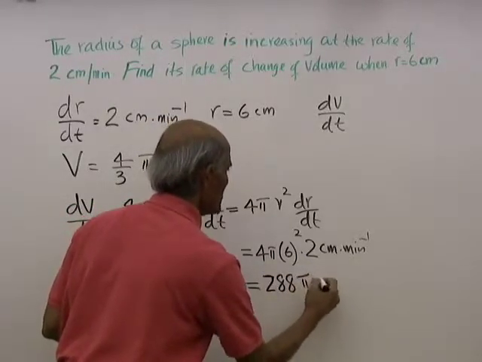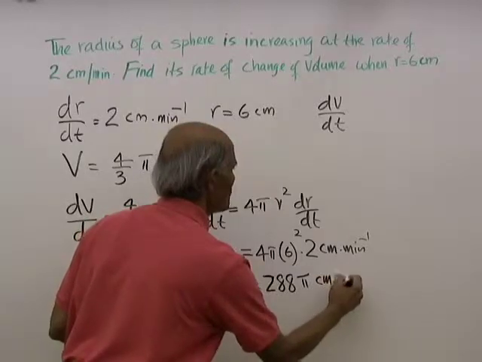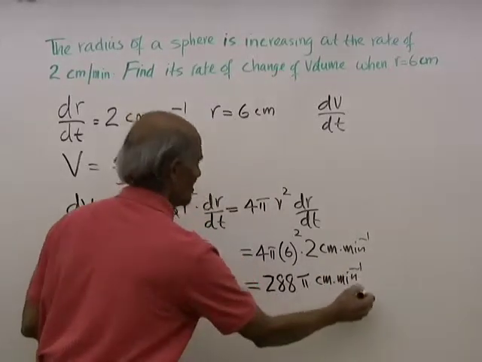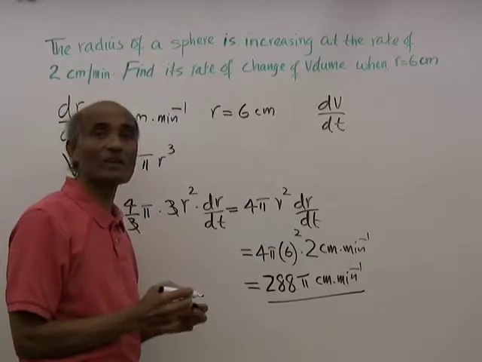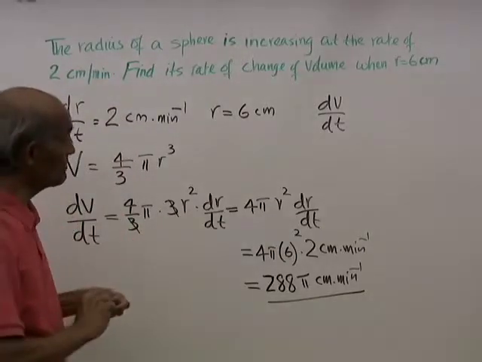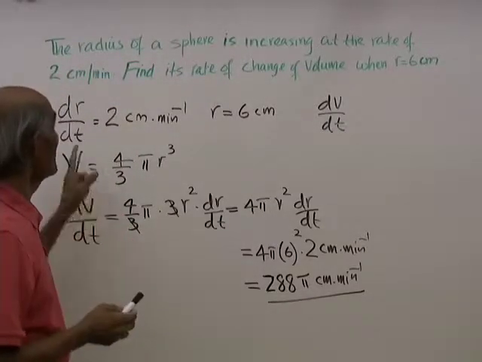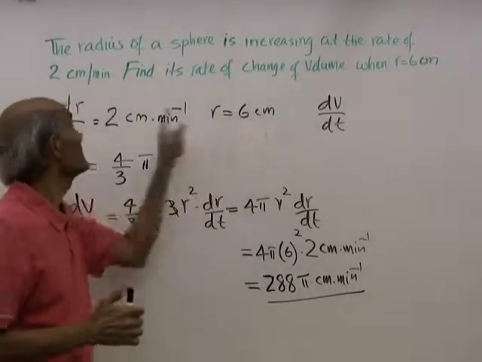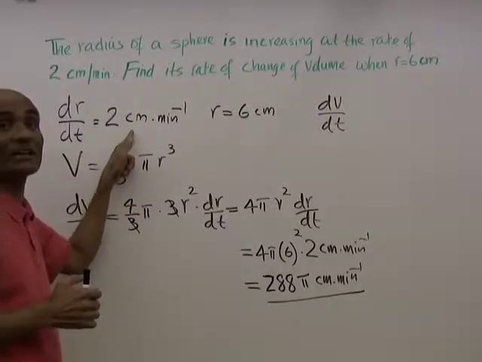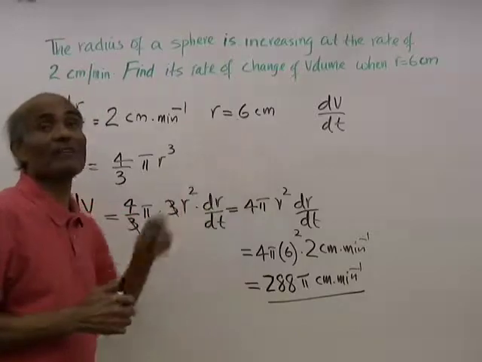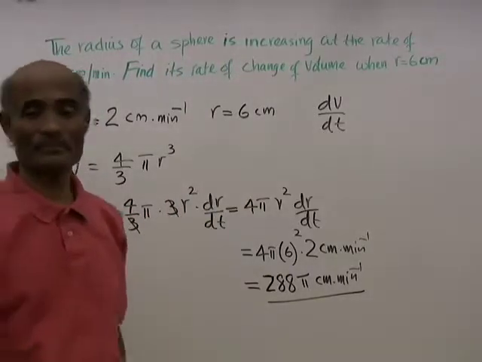288 pi centimeter per minute. That is the rate of change of volume with respect to time at the instant when the radius is changing and at that value of the radius.